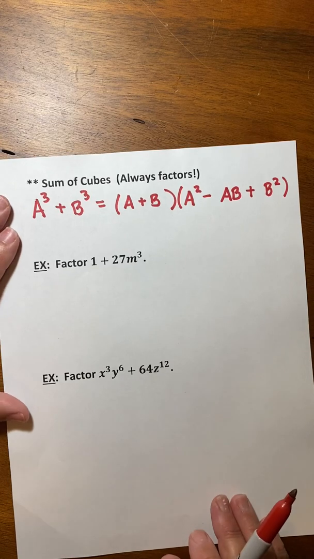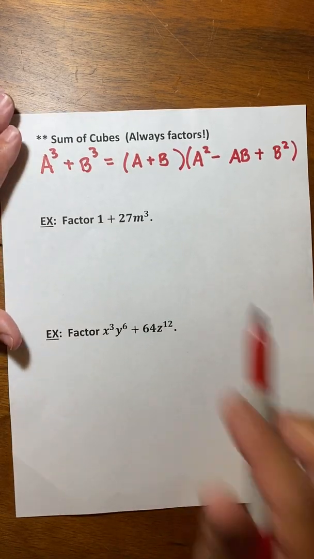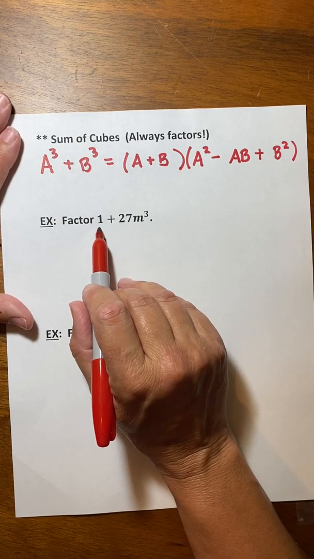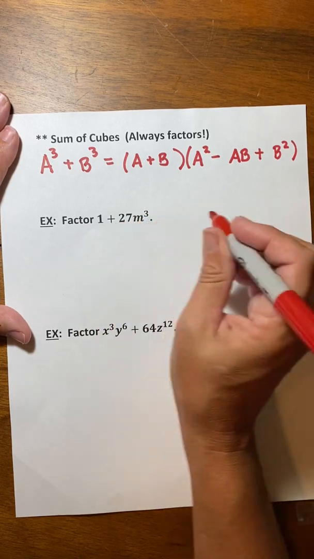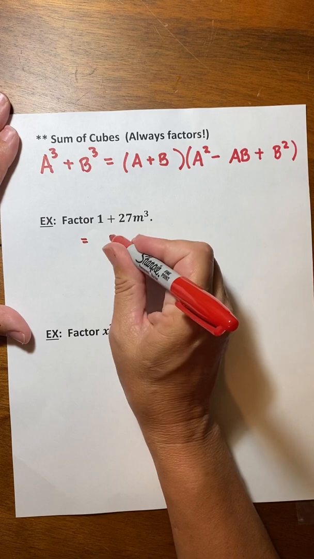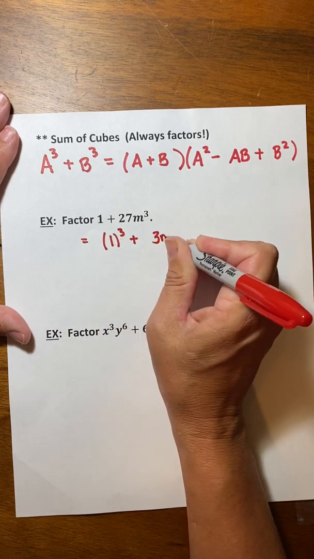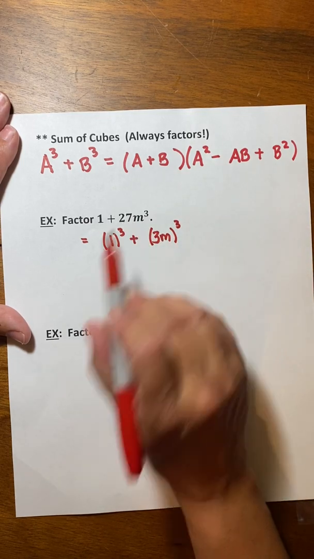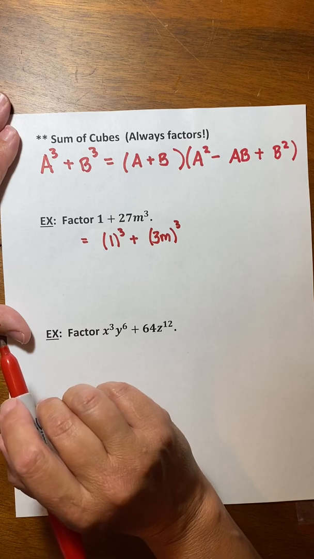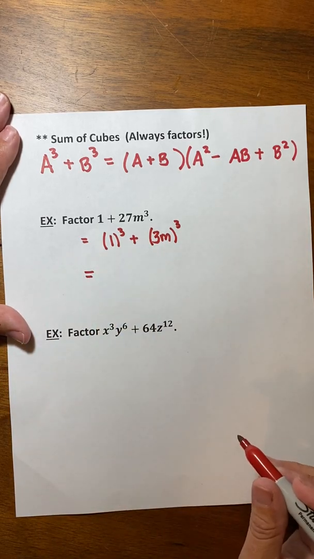So anytime you recognize something as the sum of cubes, it's going to factor, and that's the template we can use. Don't forget, 1 is a perfect cube number. It's 1 times 1 times 1. We see a cubed, and we recognize 27 as 3 cubed. So this is equivalent to 1 cubed plus 3m cubed, because 3m times 3m times 3m is 27m cubed. We say, oh wow, that's the sum of cubes. This is definitely going to factor.